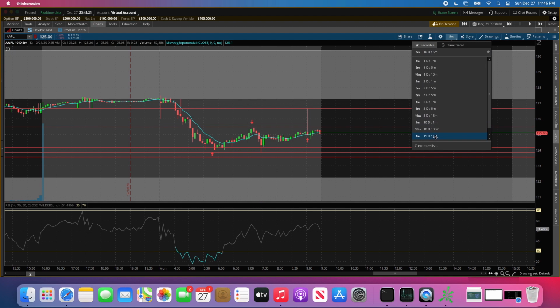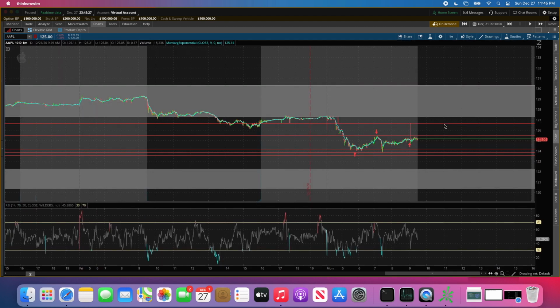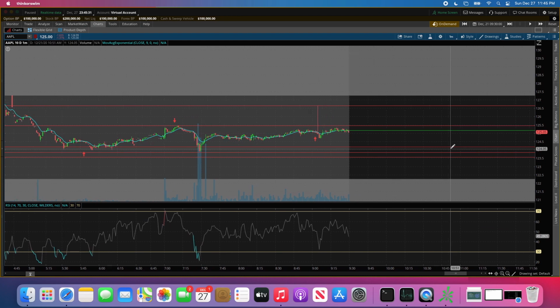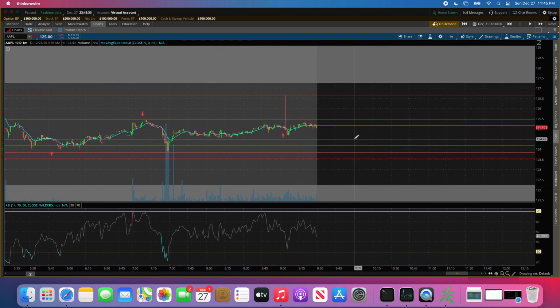Now, fast forward to what my game plan was. Let's go ahead and go to my favorite time frame, or I wouldn't say my favorite, but just the time frame that I like to trade on. Zoom in. My whole plan was that I was going to enter as soon as market opened, which I did.